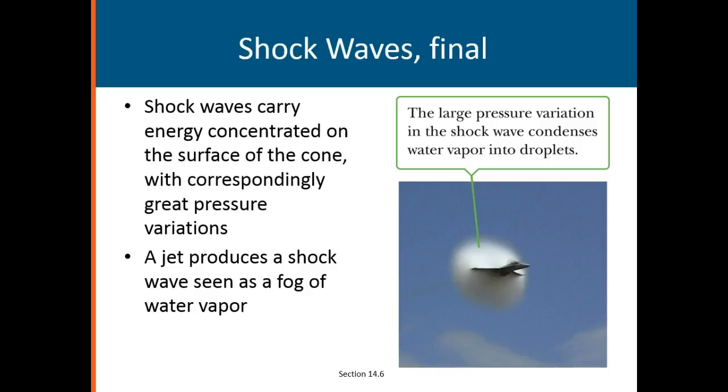The shock waves carry the energy concentrated on the surface of the cone with correspondingly greater pressure variations. The jet produces a shock wave that's seen as a fog of water vapor. If it's a real cloudy day, you're probably not going to see it because there's clouds all over the place. And if it's super dry, it just won't be much of a cloud. But on a fairly clear day with some clouds in the sky, you probably will see it. The large pressure variation in the shock wave condenses water vapor into droplets, and that's what you see there. Neat picture.